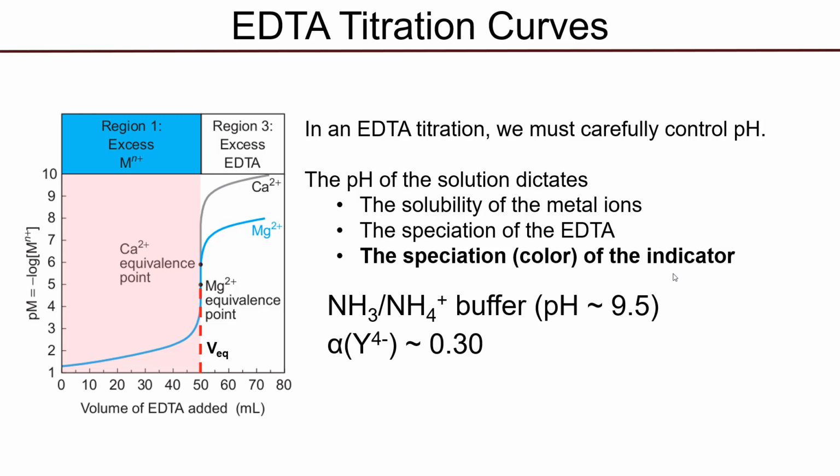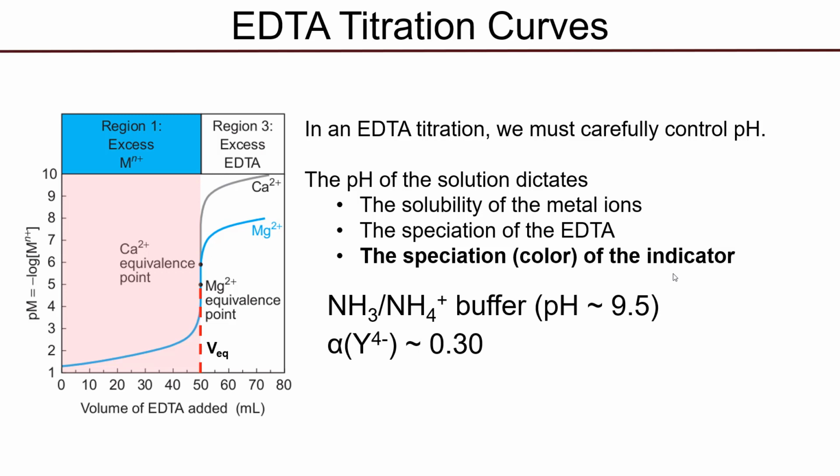So lastly, we need to be aware of the pH of the solution when we set up an EDTA titration and consider whether at that pH we are actually going to see a color change between the indicator bound to the metal in solution and the indicator released from the metal in solution when the EDTA has complexed the metal.